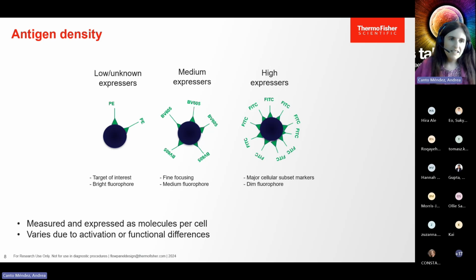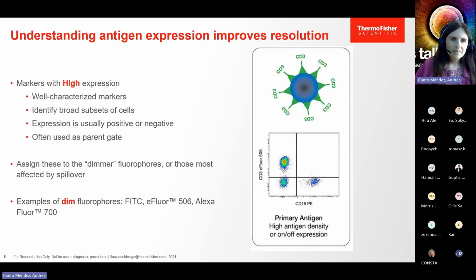To measure this antigen density, what we consider is the number of molecules per cell. And also it is important to take into account that this can vary due to the activation of the cells, functional differences, or different types of samples or tissues that we are using. So going into details, let's start with the high expressed markers.